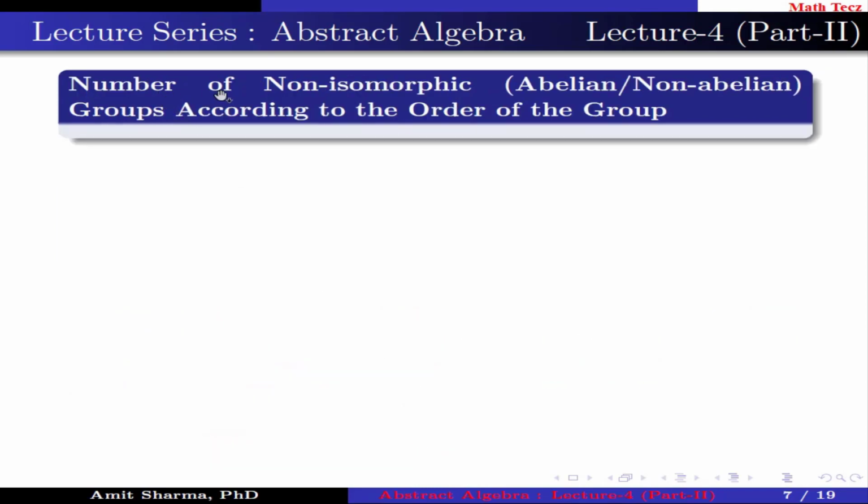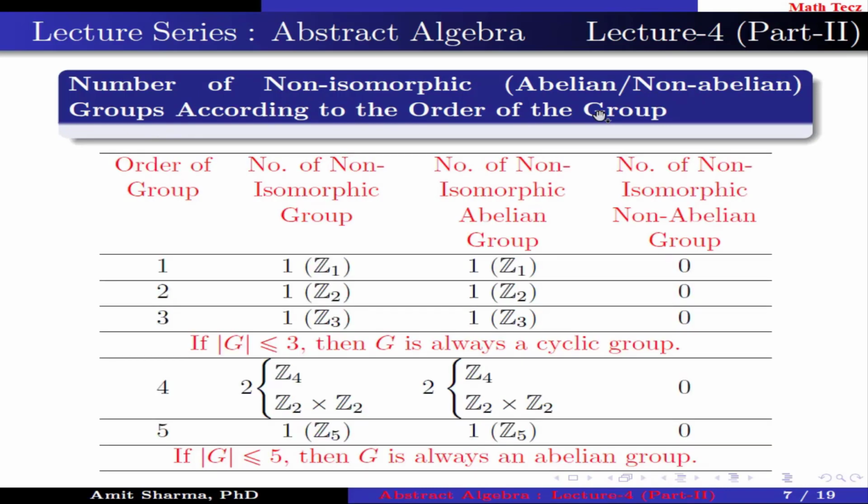Next is the number of non-isomorphic abelian as well as non-abelian groups according to the order of the group. The table shows the order of group, number of non-isomorphic groups, number of non-isomorphic abelian groups, number of non-isomorphic non-abelian groups. If the order of the group is 1, then the number of non-isomorphic groups and number of non-isomorphic abelian groups is 1 and the group is Z1, and there is no non-isomorphic non-abelian group of order 1.